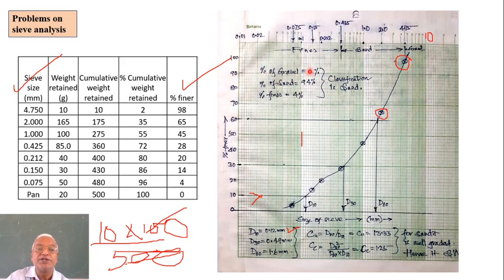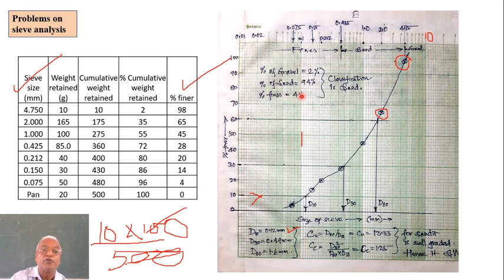Now what is the percentage of gravel? The particles which are greater than 4.75 are gravel. Particles finer than 4.75 are 98%. Obviously the gravel will be 2%. So the percentage of gravel is 2%. Now the percentage of fines. Fines means the particles which are less than 0.075, and that is 4%. So the percentage of fines is 4.